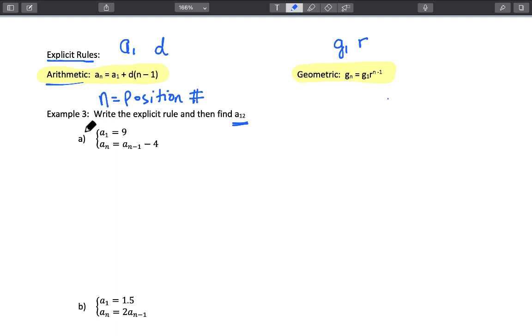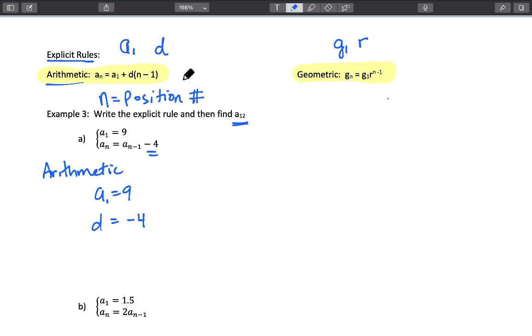All right, so if we look here, I can tell that this is an arithmetic sequence. So we're going to start off by identifying our first term. A sub 1 is 9. Our common difference can be found right here in our formula. It looks like we are adding negative 4.